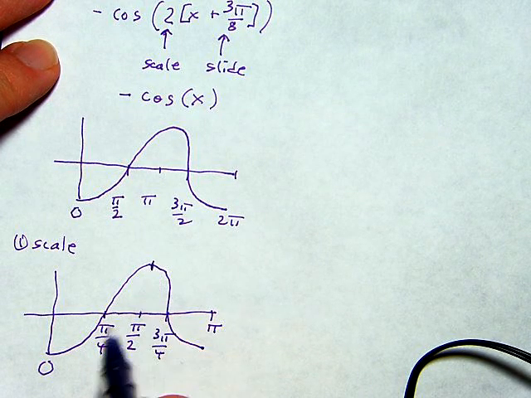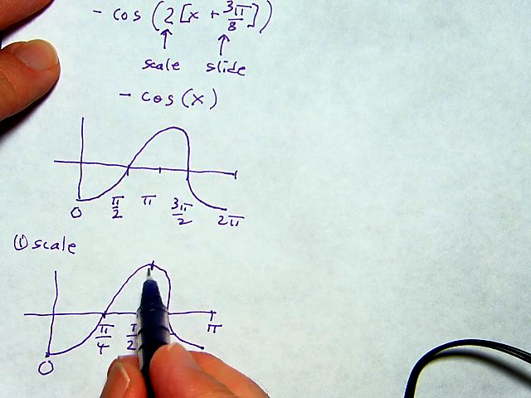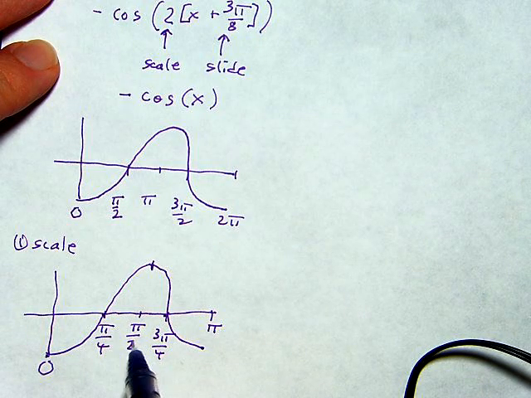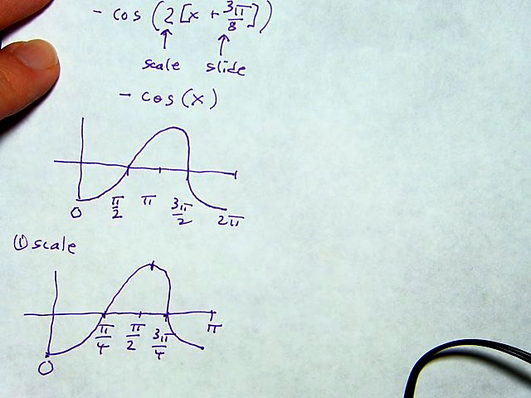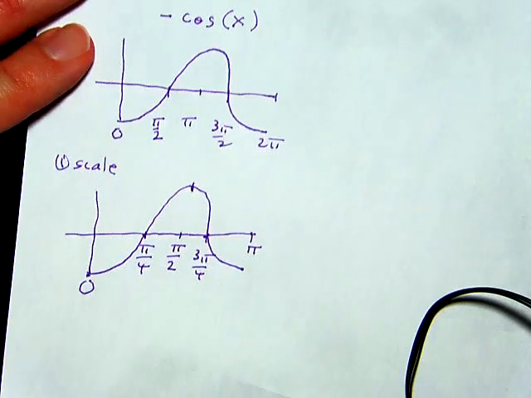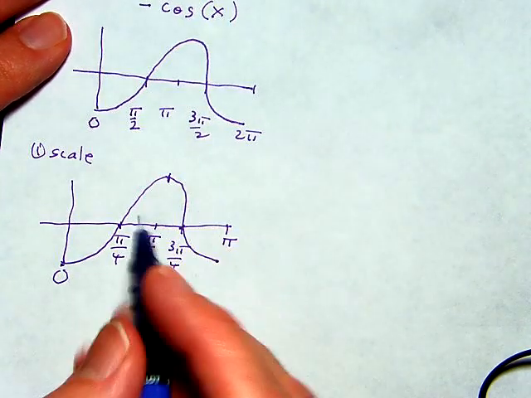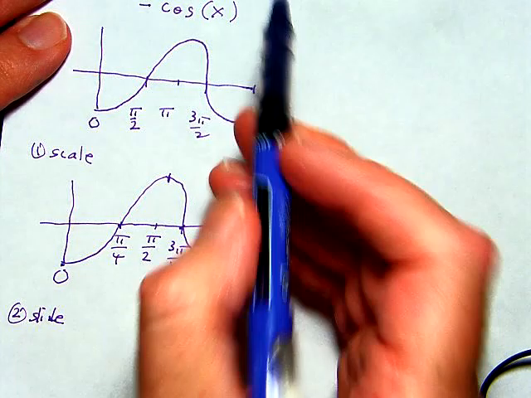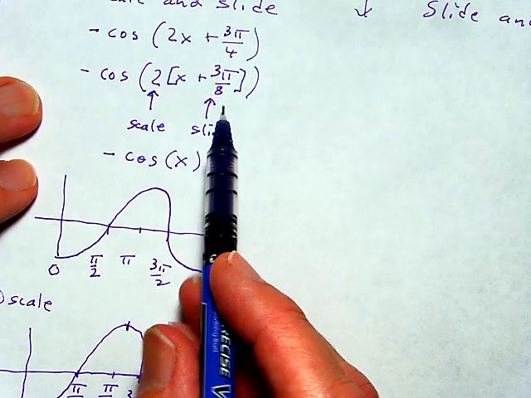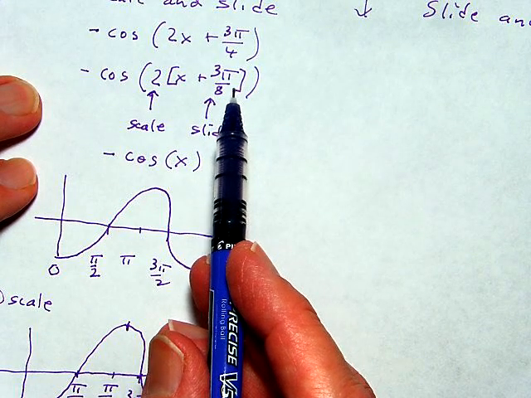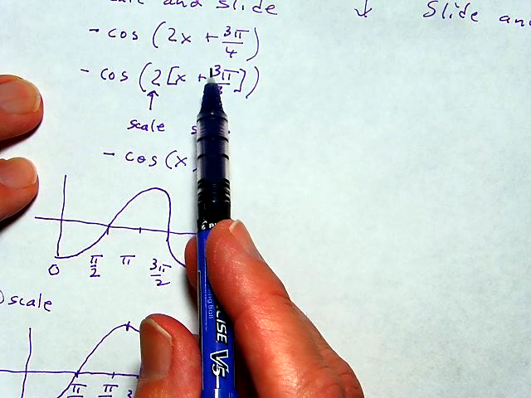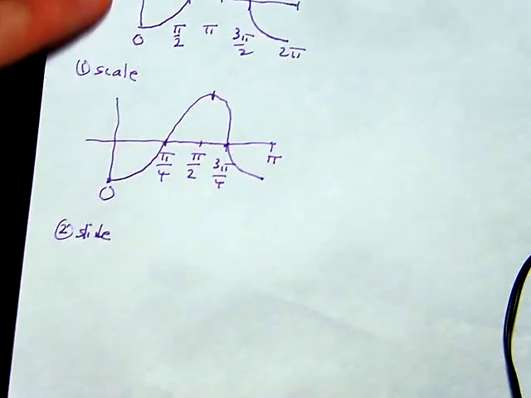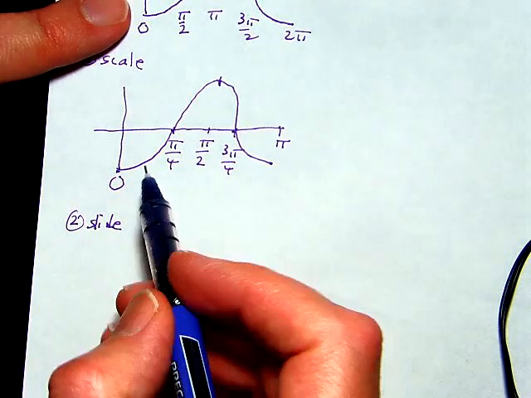So these landmark points, the minimum, 0, maximum, 0, back to minimum again, are 0, pi over 4, pi over 2, 3 pi over 4, and pi. And then the second thing I'm going to do in this method is I go ahead and I slide. I'm going to slide using the factor of positive 3/8, which means I'm going to be sliding to the left. Remember, positive means going to the left by 3/8. So all that really means is I'm going to subtract 3/8 from every one of these numbers.